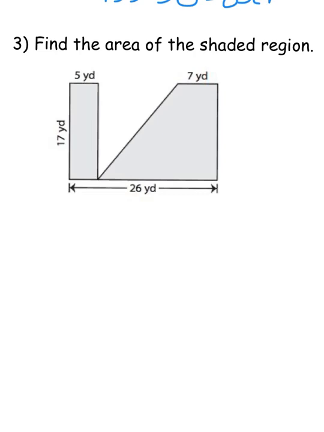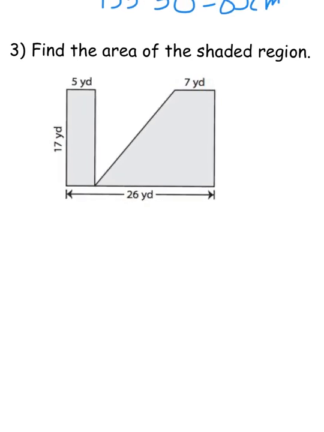and that's going to give us 85 for that rectangle. And then for our trapezoid, because its base actually stops here, we have to take off 5. So this length would only be 21 yards. So we would have to do our 7 plus 21 to add our two bases, which is going to give us 28. And then multiply that by the height, which is 17.